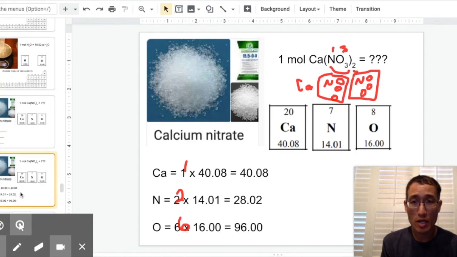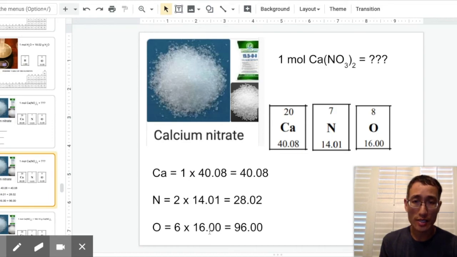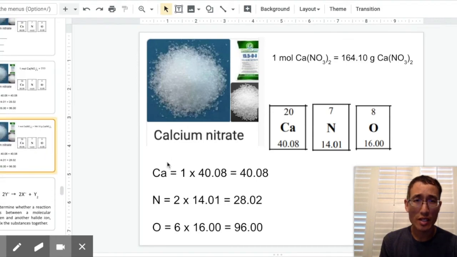And then when you do the math here, you take all that, 1 calcium, 2 nitrogens, and 6 oxygens. You add all that up. You multiply those out. You get these numbers. Take all that, add it together, and you end up with 164.10. That is the molar mass of calcium nitrate, and it's in grams.